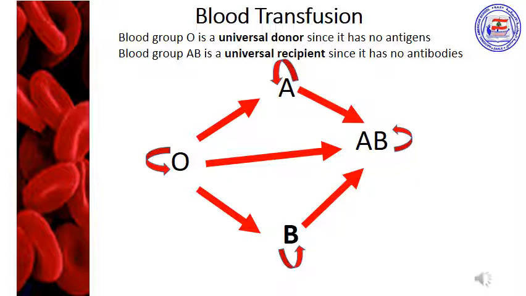You see that all the arrows originate from O. So O can give blood to A, to AB, and to B. However, you see that AB receives all the arrows. So AB can receive blood from A, from O, and from B. A can receive blood only from O, and B can receive blood only from O.